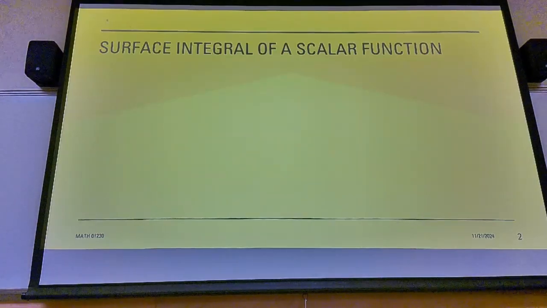Surface integrals. So last time we did line integrals. I was integrating along a path. Now we look at surface integrals, integrating along a surface.